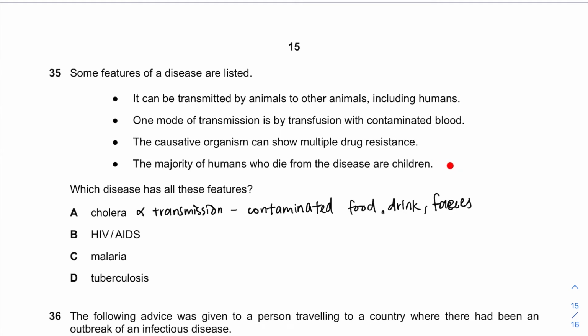Let's look at malaria. Yes, malaria is correct because first, it can be transmitted by animals to another animals. Yes, malaria can be transmitted by mosquitoes. One mode of transmission is by transfusion with contaminated blood. That is correct as well. The malaria pathogen itself can show multiple drug resistance. And yes, humans get the worst effect of that. TB is not correct because it is transmitted by droplets of coughing by the infected person.